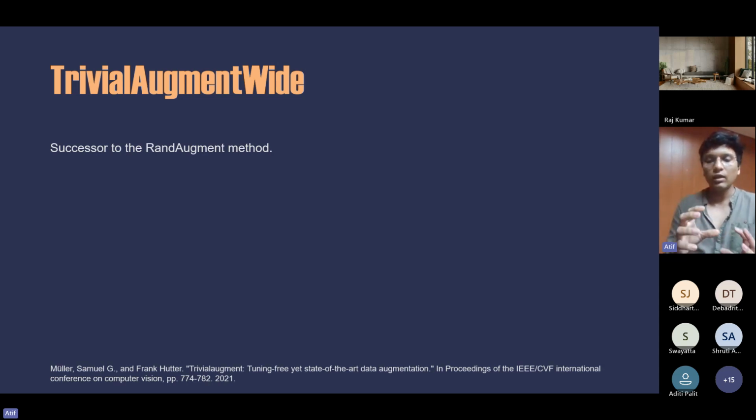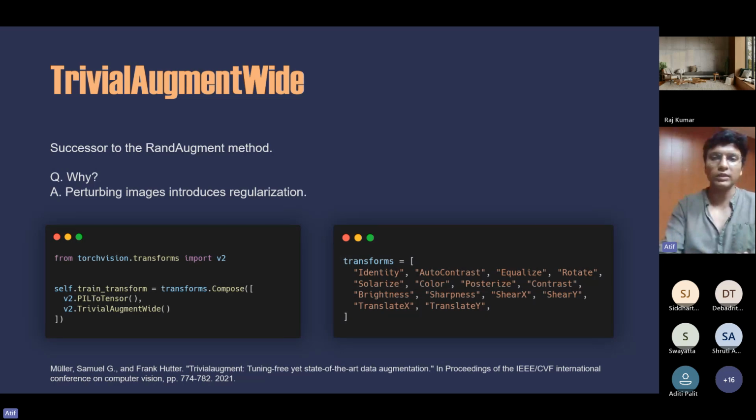The idea is that you have a bunch of augmentations. The augmentations look like this: let's say you have identity, auto contrast, equalize, rotate, solarize, and so on. What RandAugment does is it says: pick how many augmentations you want and what is the intensity of those augmentations that you want to apply. So it had two hyperparameters. In every epoch they would apply different augmentations. They would randomly pick m number of augmentations and apply n amount of intensity.